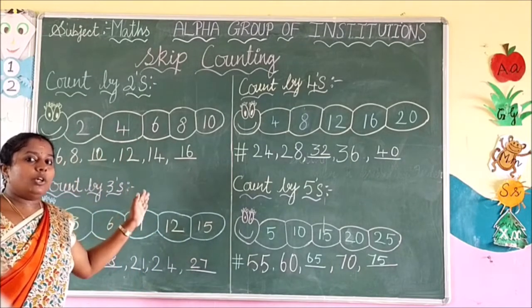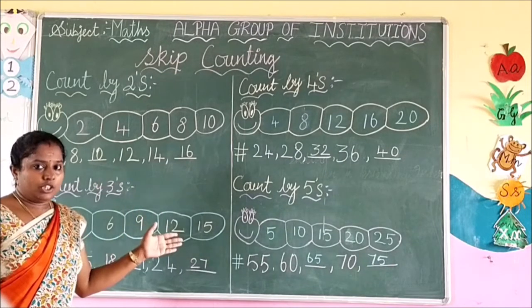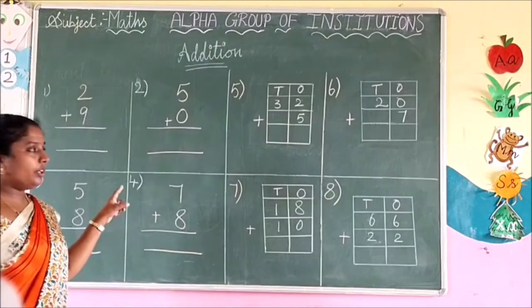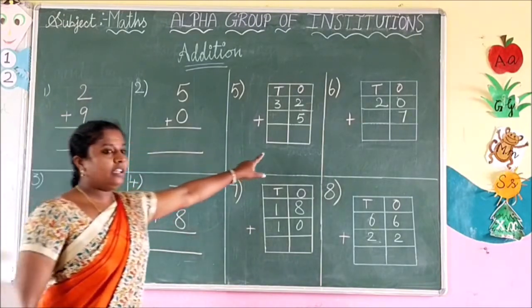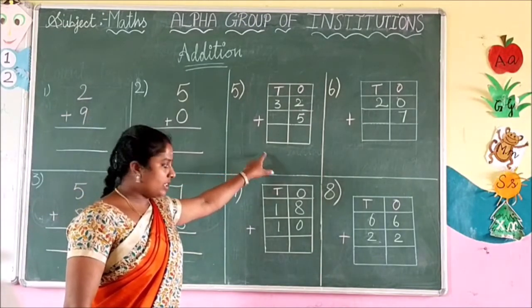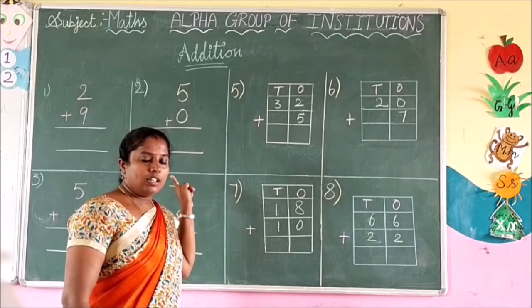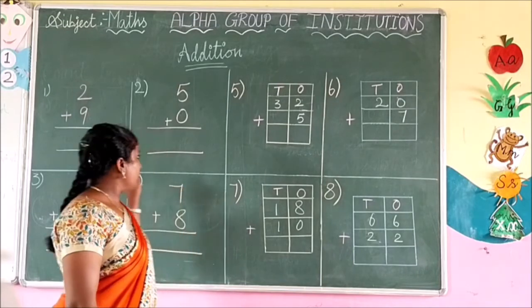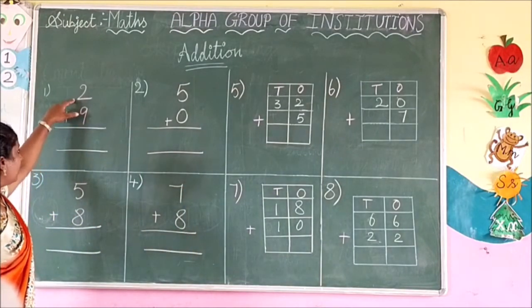Next we are going to see addition using single digit and two digit numbers. Shall we go to addition? Yes. Have you all learned it? Okay. So first, 2 plus 9.